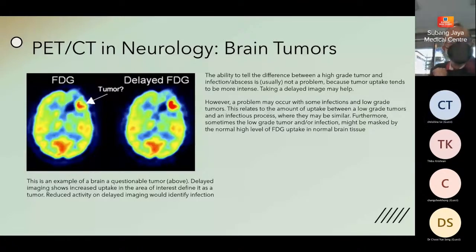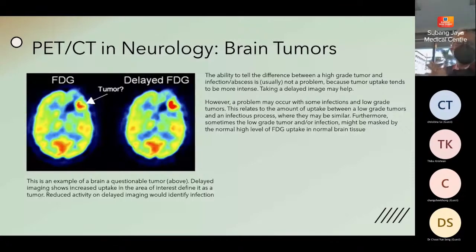On an FDG scan, you can see there's an increased uptake in one part of the brain compared to the rest of the brain. And when you do a delayed scan, there's an increase in uptake. So in tumors, because their glucose transporters are all upregulated, the uptake increases. Whereas when you have infection, either the uptake is the same or decreases over time because their transporters are not overexpressed. It's just a little bit higher than the baseline. So in this way, we can distinguish between infection and tumor.